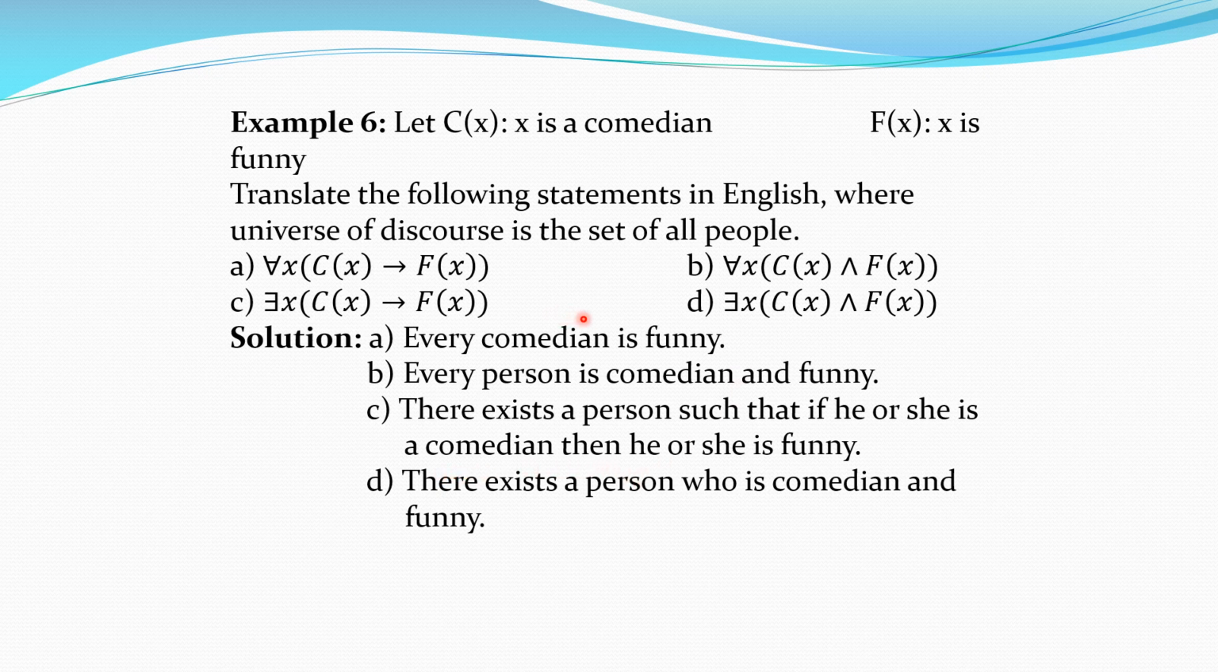Now D, there exists x, Cx and Fx. Now this is similar to B part. Only thing is instead of for all x, the quantifier is there exists. So instead of writing for all persons, we write there is a person or there exists a person who is comedian and funny, because here Cx and Fx. So we combine Cx and Fx by using the logical connective and.